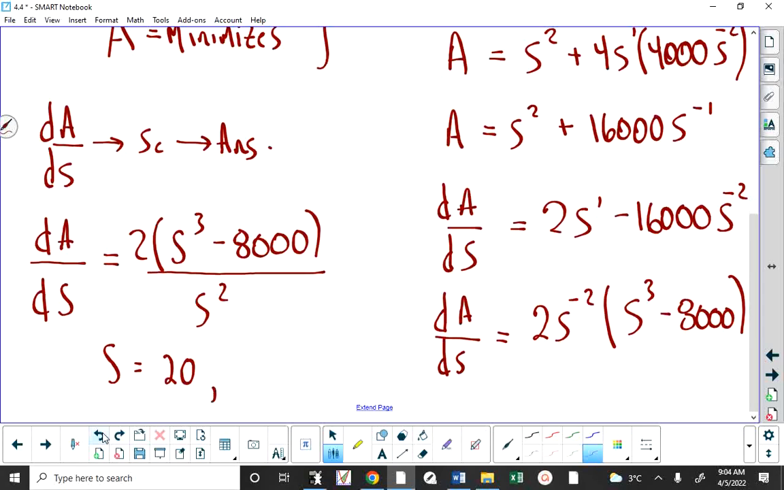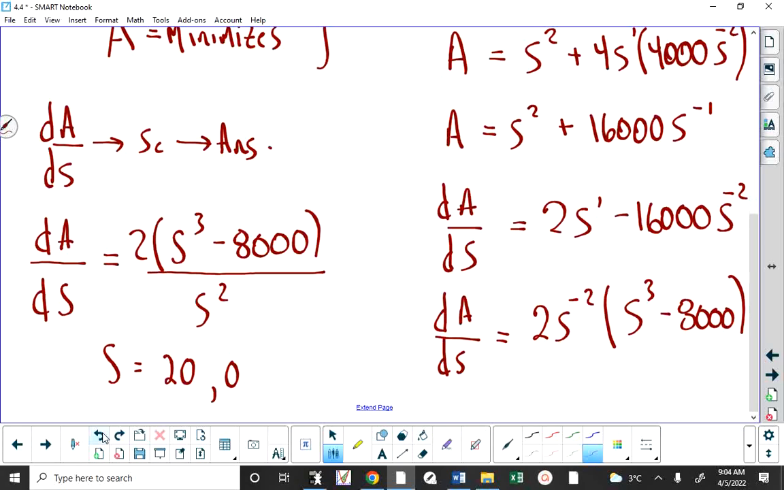The other condition for critical values of s is, are there any values of s that make the derivative undefined? And the answer is yes. When s is 0, the denominator is 0, which means it's undefined.